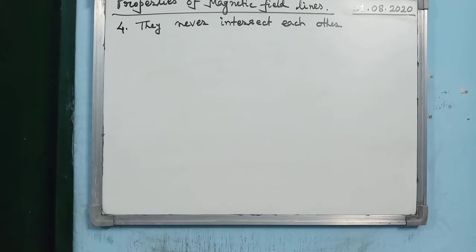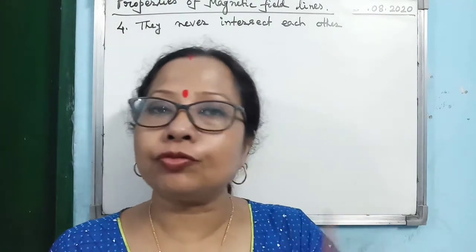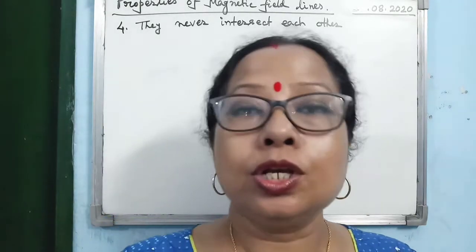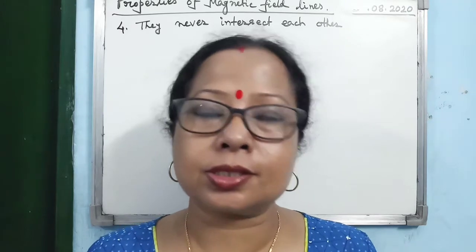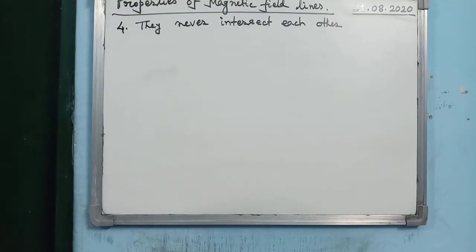Then the fourth property of the magnetic field lines is also very important. Third and fourth properties are very important. So that's why above the third point I put 2 asterisks. I hope you have noticed that. Now the fourth point is that they never intersect each other.